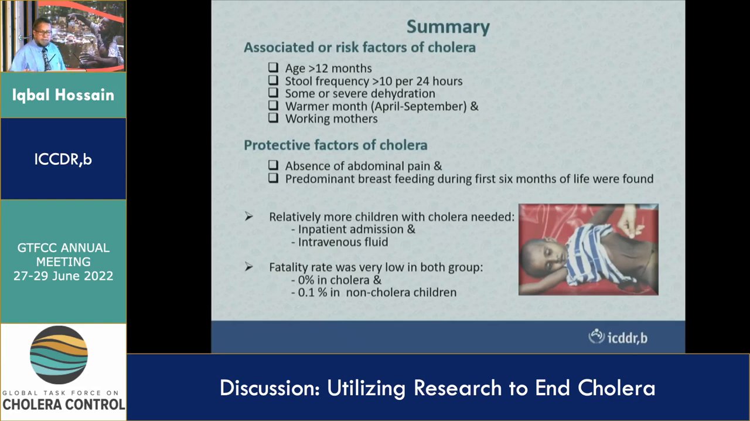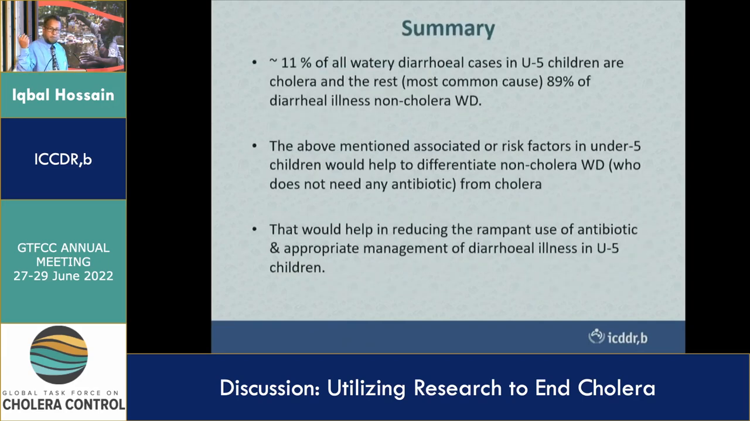And the fatality rate actually in cholera and non-cholera was very less because it's ICDDRB hospital, but maybe different in other areas. It's 0% almost in cholera, and around 1.1% in non-cholera children. So the summary is around 11% of all diarrheal death causes are under 5 children, and those risk factor you can help for prediction, and there will be better management with those predictive factor and less use of antibiotic.